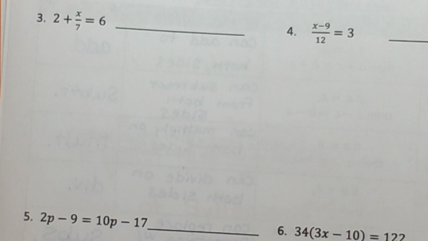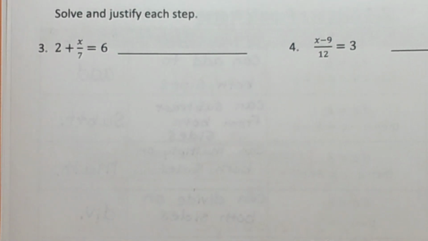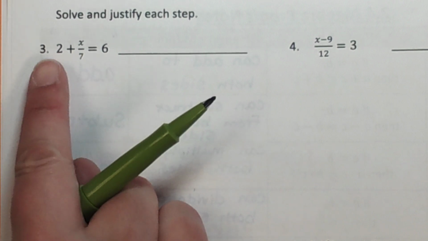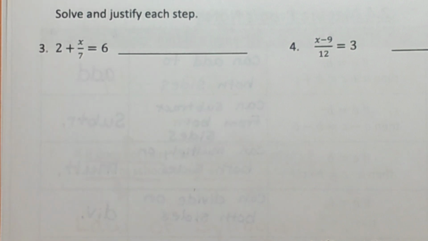Okay, 2 plus x over 7 is equal to 6. Trying to get x alone. What's the first thing I should do on this one? Because I know these ones trip people up a little bit. Subtract the 2. When you are trying to solve, you're doing PEMDAS backwards.